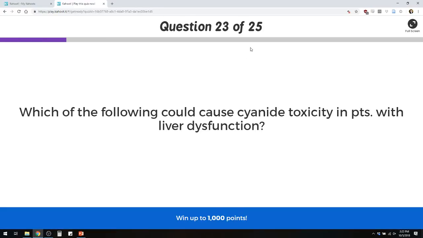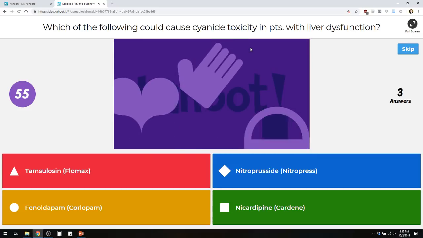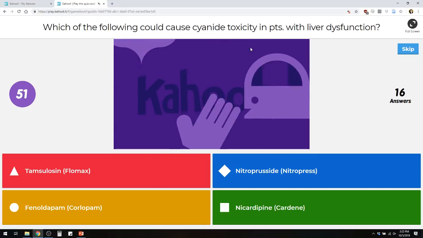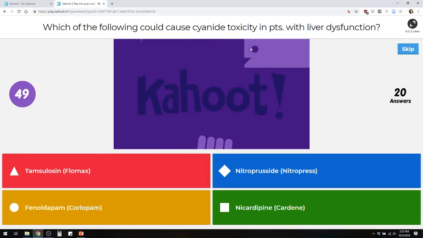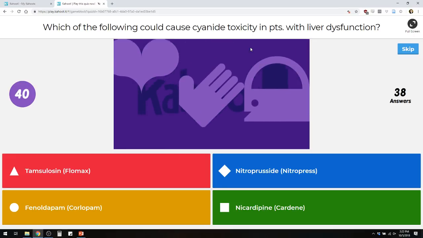Which of the following could cause cyanide toxicity in patients with liver dysfunction? Ooh, cyanide. We have tamsulosin, nitroprusside, phenoldipram, or nicardipine. I think I took the phenoldipram thing out because we don't really use that much anymore, so I don't have to think about that one.